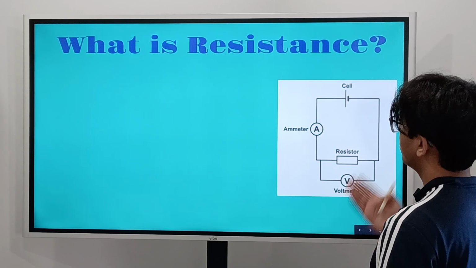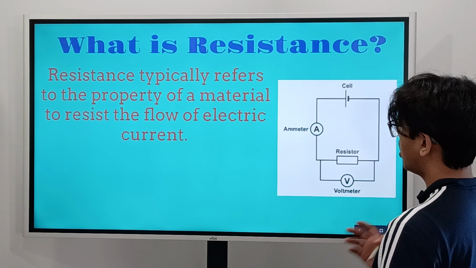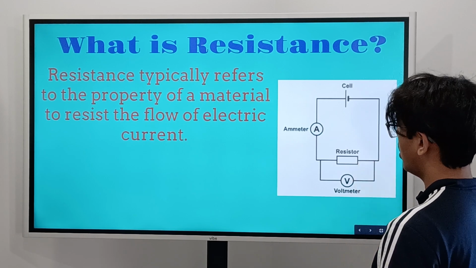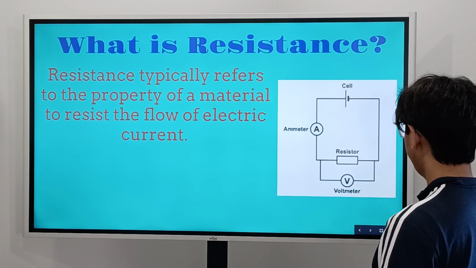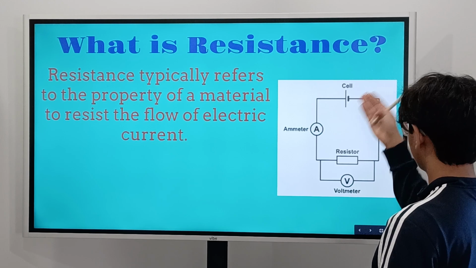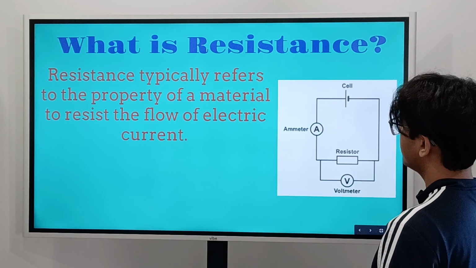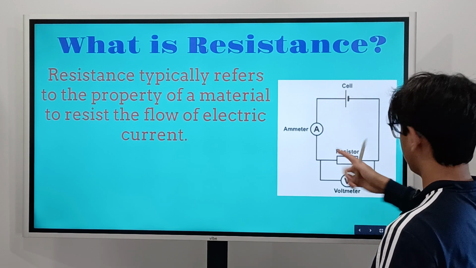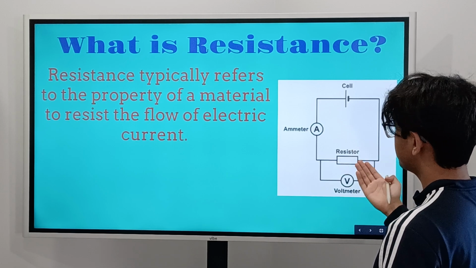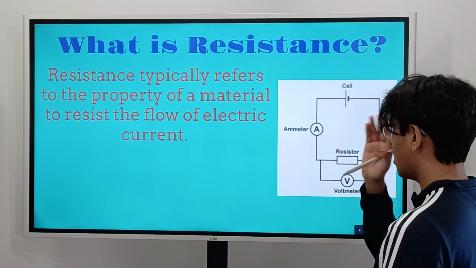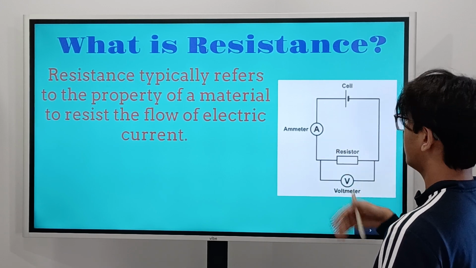So first of all, let's go over what is resistance. Resistance typically refers to the property of a material to resist the flow of electric current. If we look at this diagram, this is just a simple circuit, and we can see that we have a cell and we have a resistor here. Let's say that the flow of electrons, or the flow of current, is this way, and when it hits this resistor, the resistor basically starts to stop, resist, or slow down the flow of electric current.